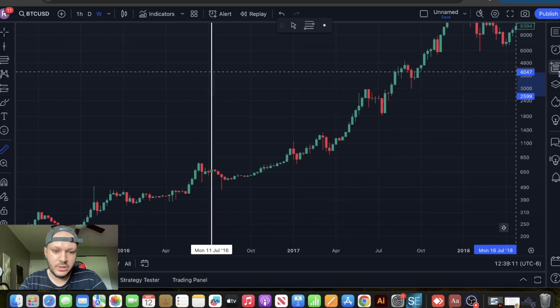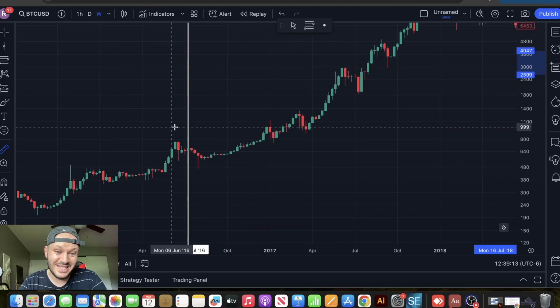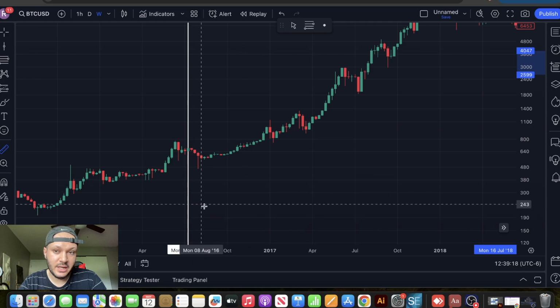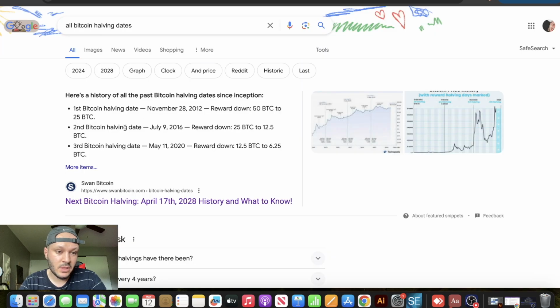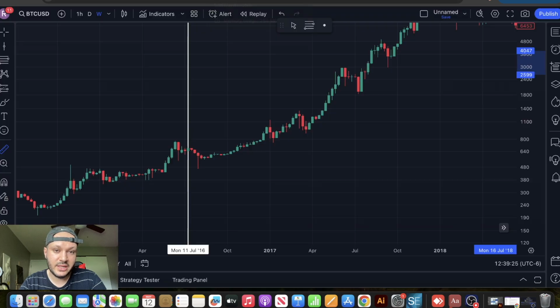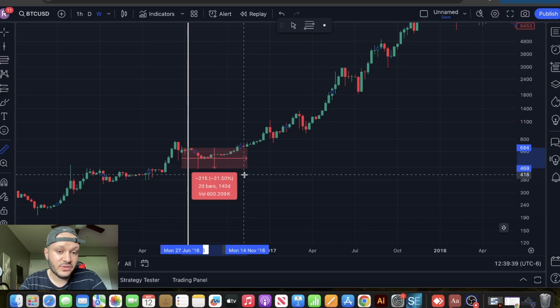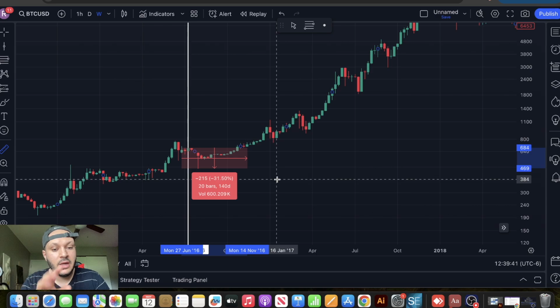Okay, so let's go to 2016. Around this time, on the 9th of July 2016, we had our second halving, right? So I got close to it. After this halving, we went down from here to here, 31%, and I'm going to cover how much we have retraced so far.